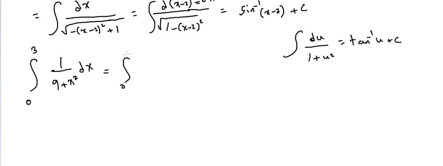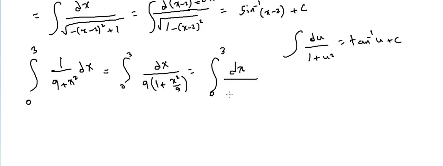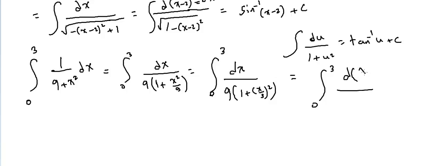Again, it's the integral from 0 to 3 of dx over 9 times (1 plus x squared over 9), right? So it's the integral from 0 to 3 of dx over 9 times (1 plus (x over 3) squared). So this is u. U is x over 3. That's great. So the integral from 0 to 3 of du over 1 plus u squared. When I choose x over 3 as u, du is dx over 3, which makes 1 over 3 dx. I have already the dx, so what we have more is 1 over 3.